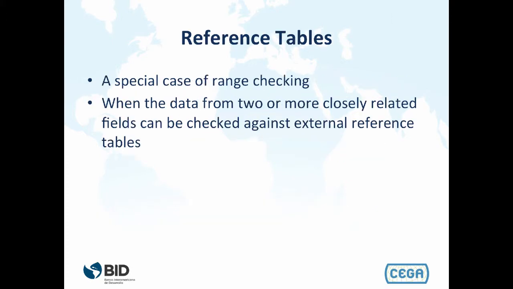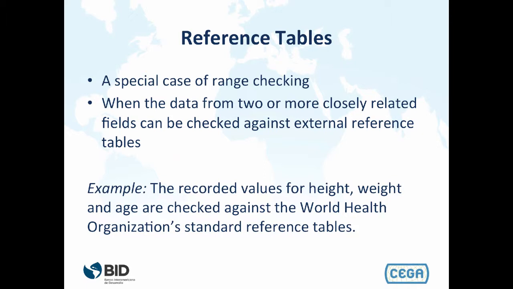Reference tables are a special case of range checking. These are used when the data from two or more closely related fields can be checked against an external reference table. So for example, the recorded values for height, weight, and age are checked against the World Health Organization's standard reference tables.